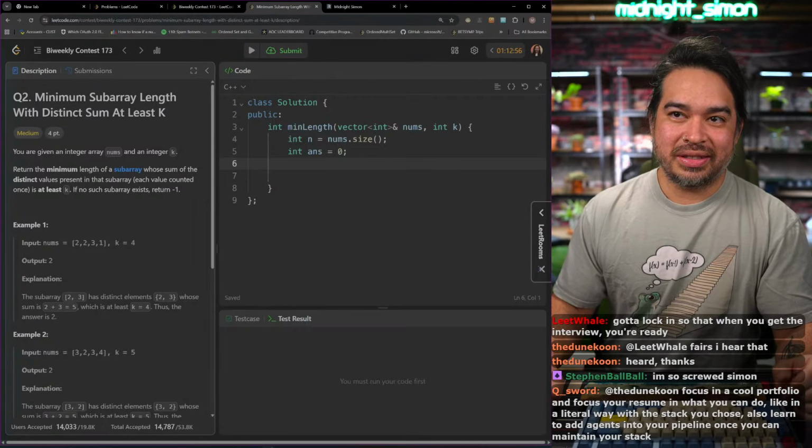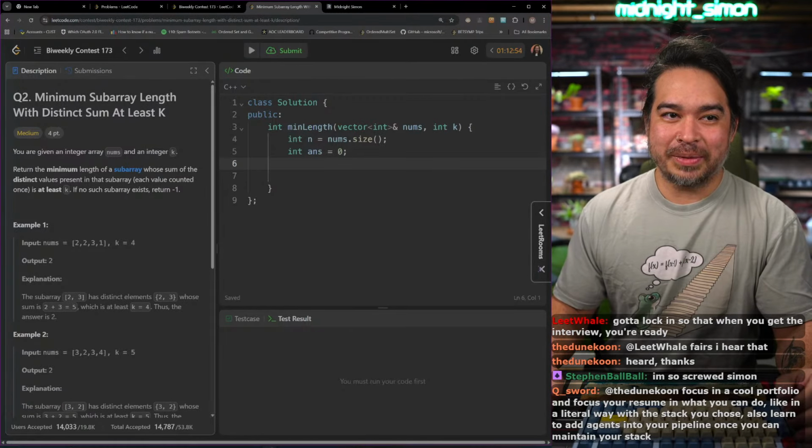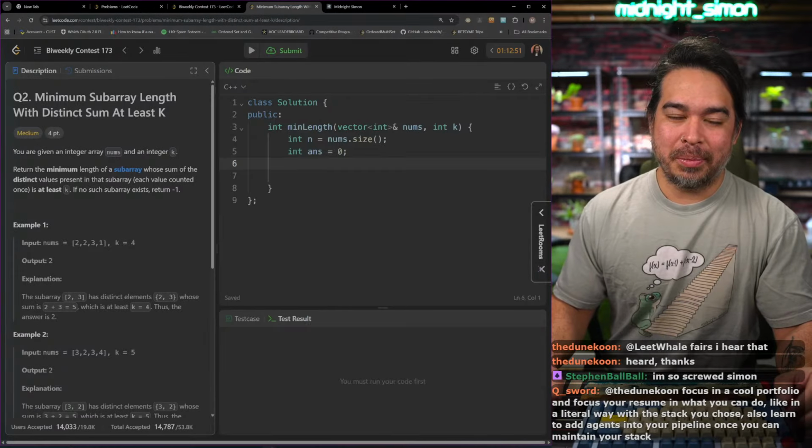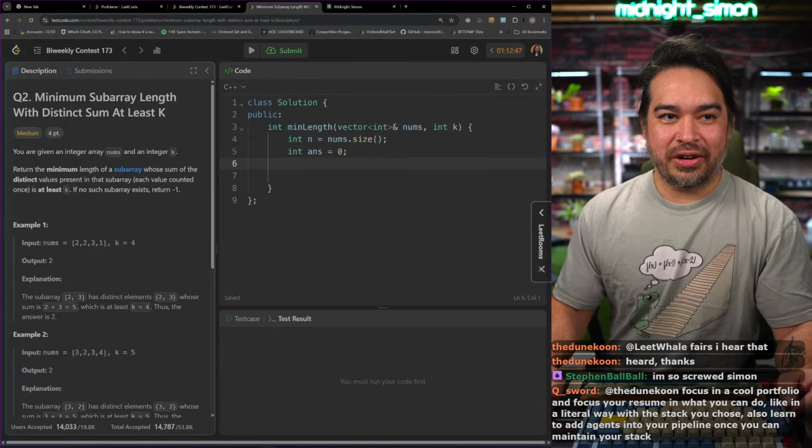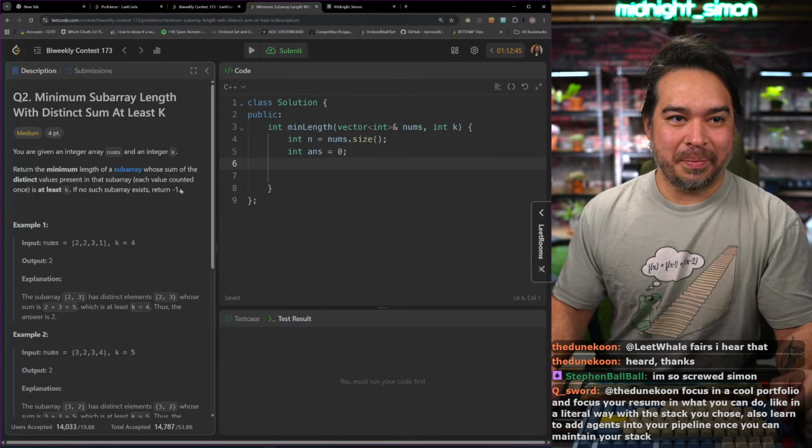Yeah, LeetWhale says it right, it takes a long time to get ready. Multiple months if you're a genius, I'd say. Multiple years if you're a regular guy like me.